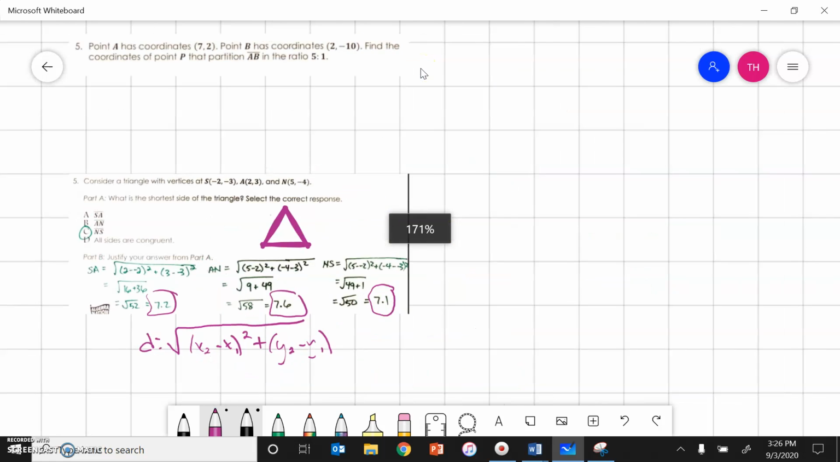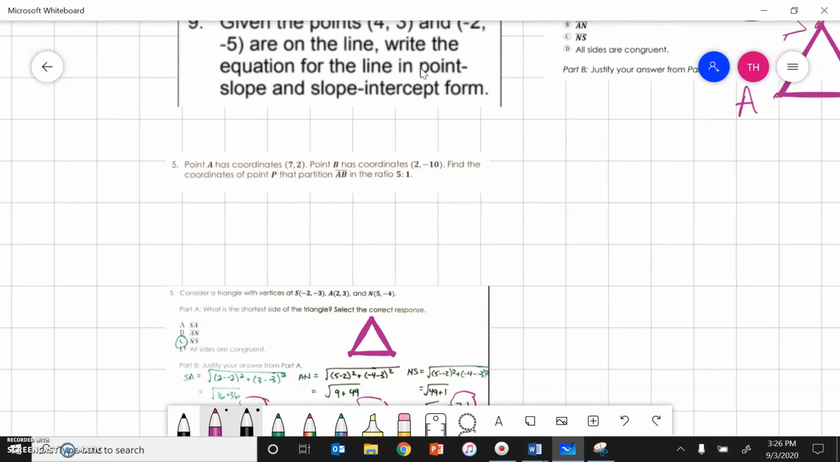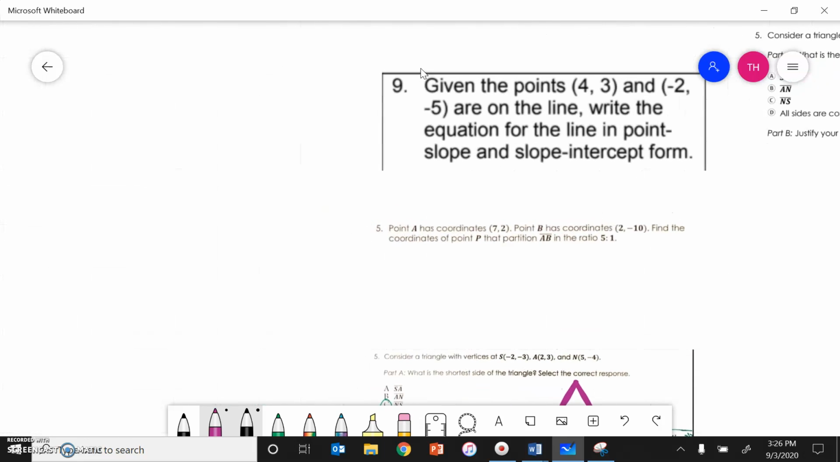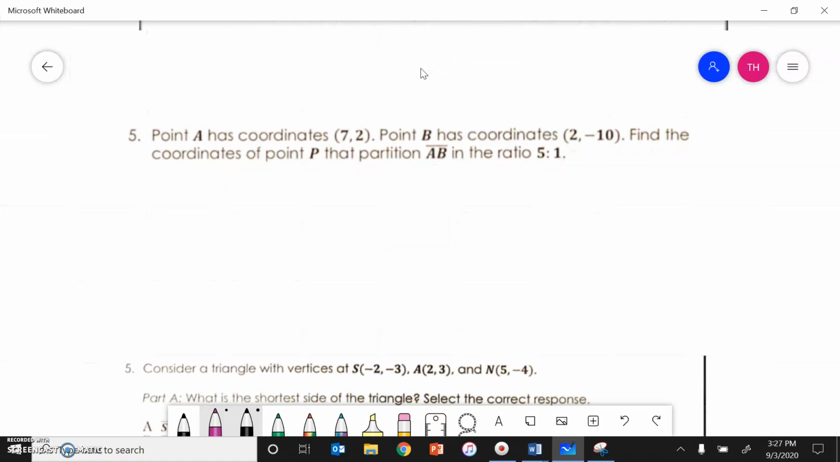Then the next type of questions that we had was, hey, if I give you 2 points, can you find me the point that partitions that segment? So for example, point A has coordinates 7, 2. Point B has coordinates 2, -10. Find the point P that partitions that segment into a ratio of 5:1.